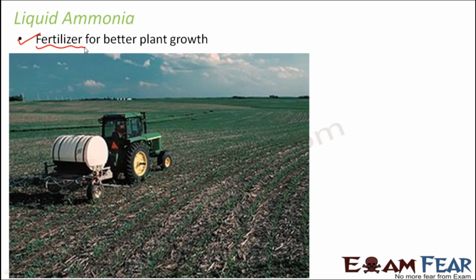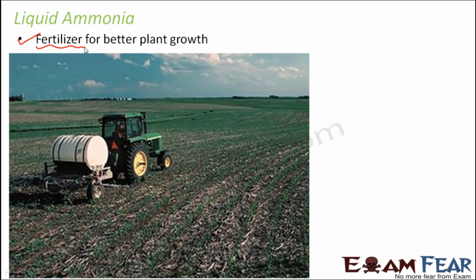Next is liquid ammonia. So liquid ammonia is that colorless layer where we find a lot of dissolved ammonia. It acts as an excellent fertilizer for better plant growth. Now, I hope all of you know what a fertilizer is. These are nothing but substances which, when added to the soil, increase or enhance the productivity of the plants.